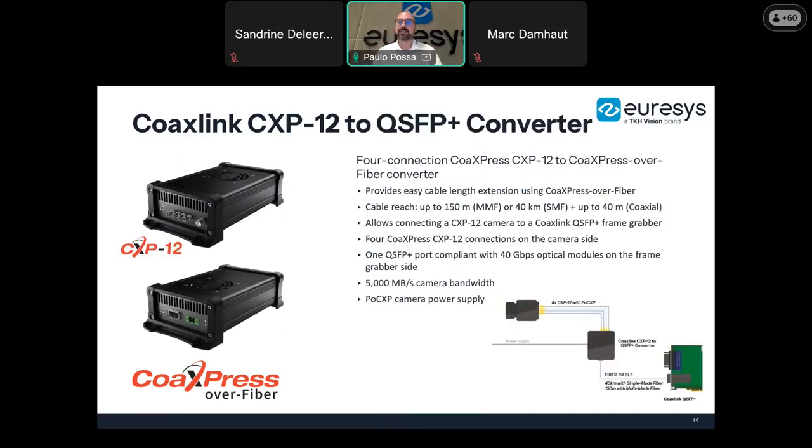So then we have the Coaxlink 6P12 to QSFP Plus converter. As the name indicates, it converts a quad 6P12 interface into a CoaXPress-over-Fiber QSFP Plus interface. With this product, you can take advantage of both worlds. On the quad 6P12 side, you can interface with a large number of CoaXPress cameras available in the market. And at the QSFP side, you can use very long fiber cables to connect to the Coaxlink QSFP Plus frame grabber.